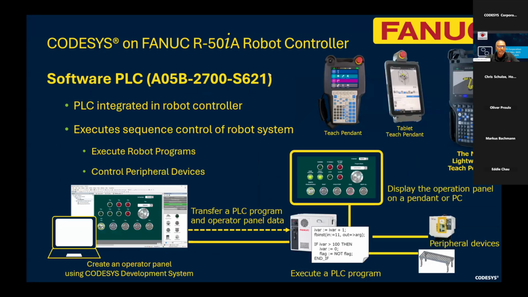Software PLC integrates the PLC in the robot controller, and this means no additional hardware is required because it uses the existing Ethernet ports on the main board. This allows the execution and control of the robot system by executing robot programs and controlling the peripheral devices. Users can generate programs within CODESYS, transfer them to the robot controller, and then execute these programs to control peripheral devices, and then allow operations to be seen on web browsers, teach pendants, tablet teach pendants, and, drumroll please, our latest new lightweight pendant seen here on the right.